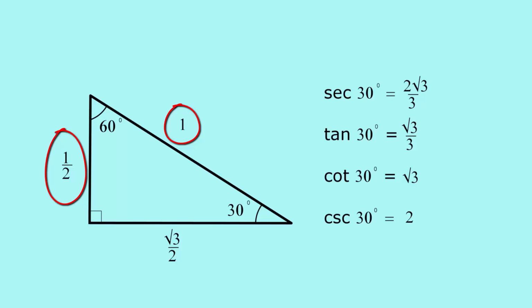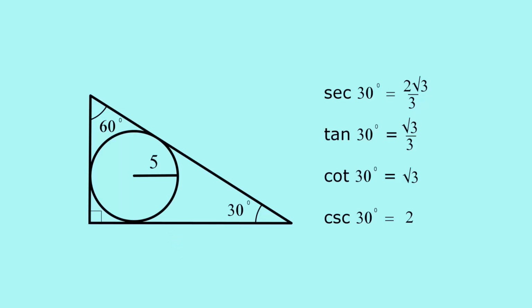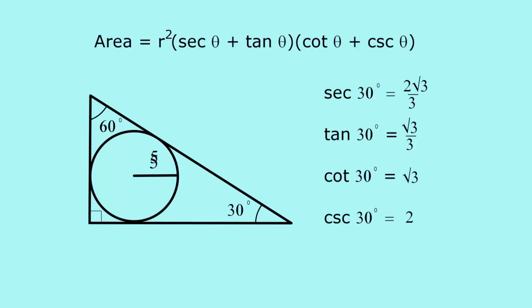So now that we have our trigonometric values, we can remove our relative lengths for each of the legs and plug these numbers into our formula. The radius is 5. Secant of 30 is 2 radical 3 over 3. Tangent of 30 is radical 3 over 3. Cotangent of 30 is radical 3, and cosecant of 30 is 2.